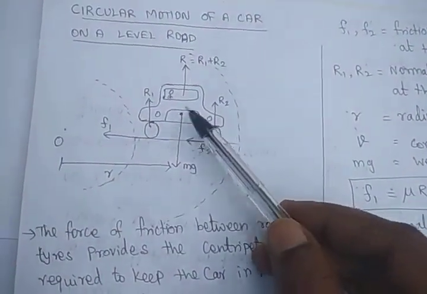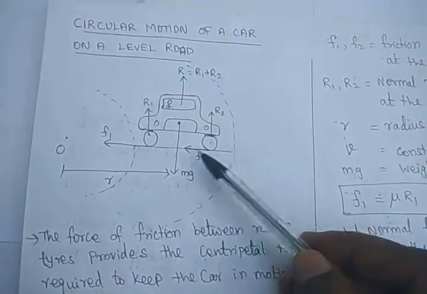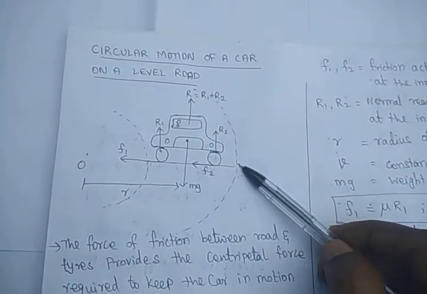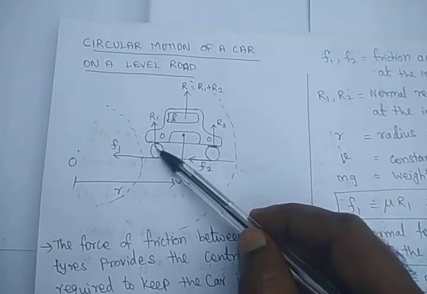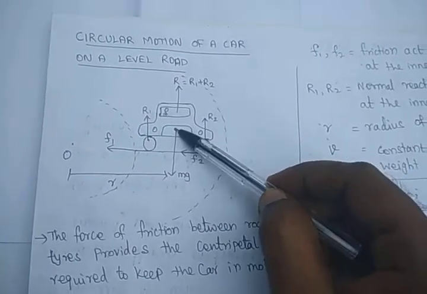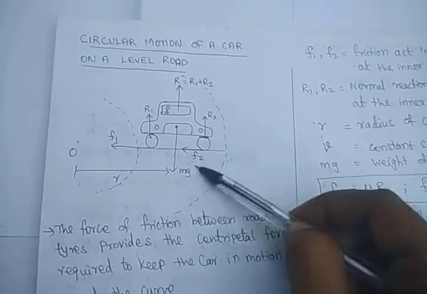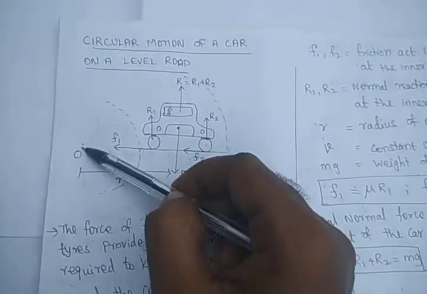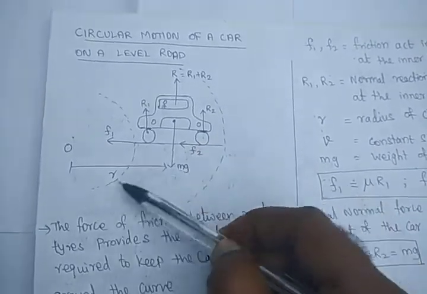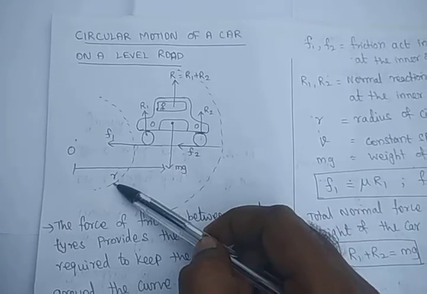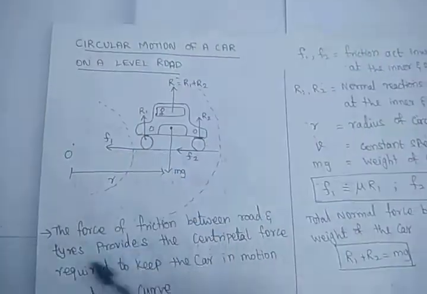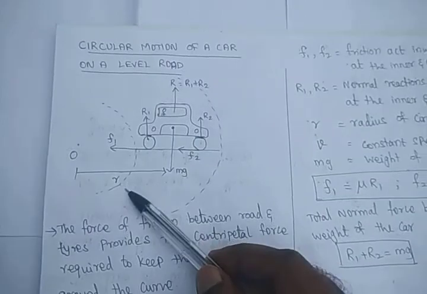This is a car. The level of the road will be horizontal. Then we see there are two tires. The weight of the car will be acting downwards. The radius of the curvature, that means from the center of the curve to the road, is the radius r, the radius of the circular motion.